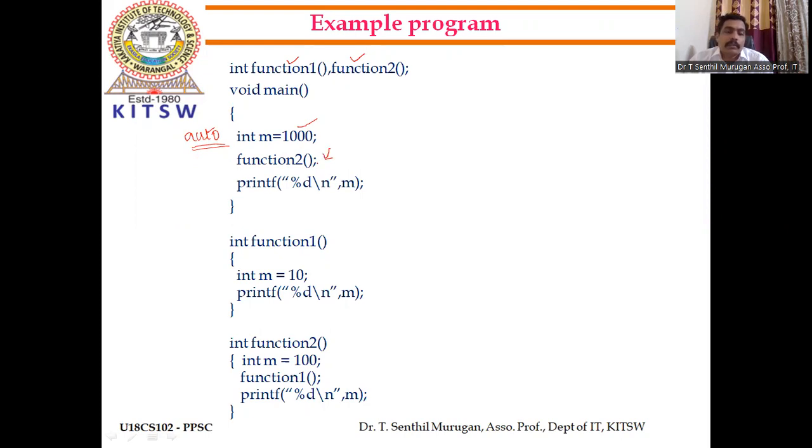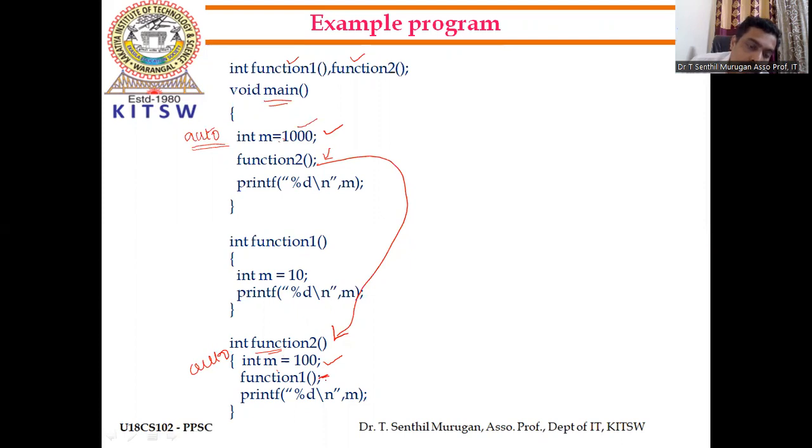So control flow goes to function 2. In this function 2, m is declared as 100. Here m is declared as 1000, but here m is declared as 100. So this m is a local variable of the main function, and this m is a local variable of function 2. So it is not affected here. Okay, so that's why we say this is a local variable. So this is an auto variable. Okay. So here the m value is 100.